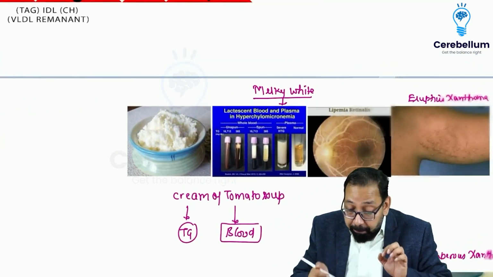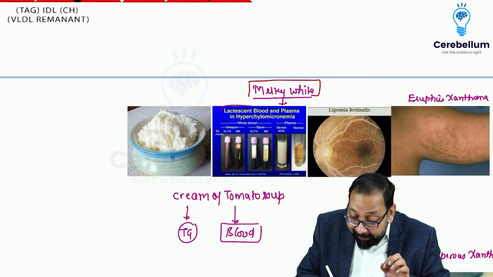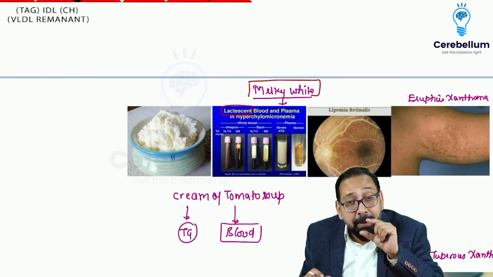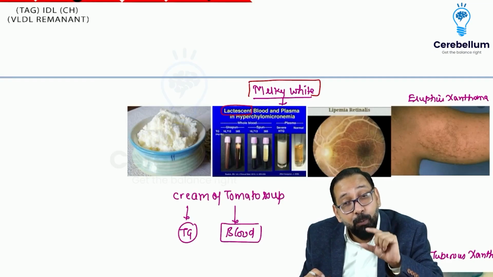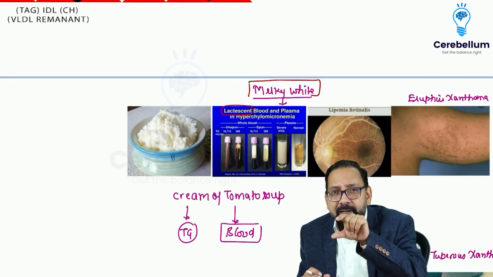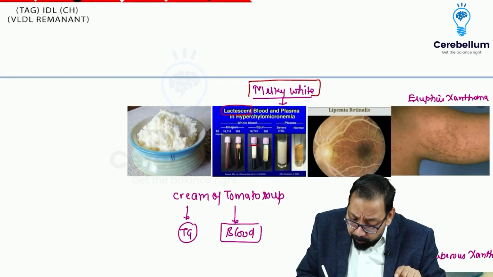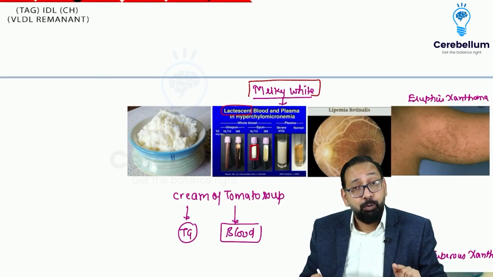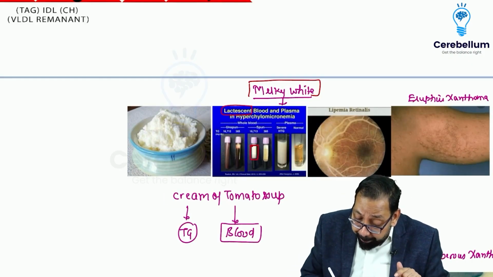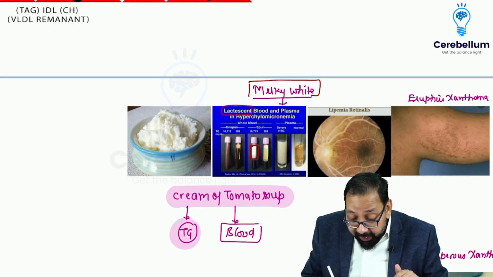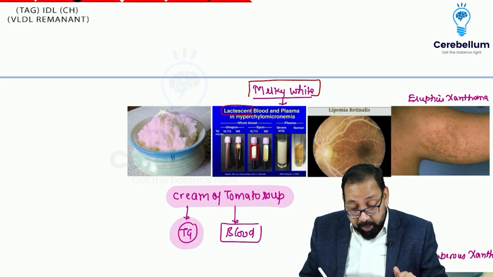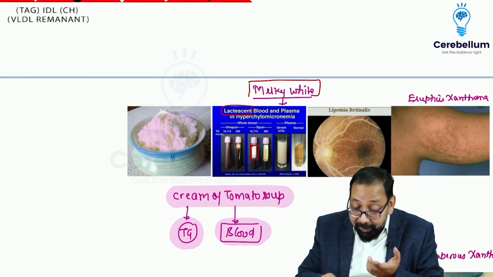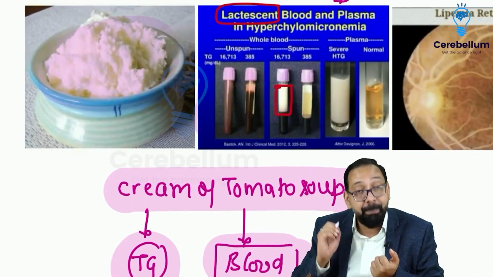Sometimes in a question, in place of milky white, they will give the word lactation, meaning milk. Sometimes they will say if you keep the sample at 4 degrees centigrade overnight, there would be a supernatant layer of white color. That is a supernatant layer of white color in type 1 hyperlipoproteinemia. You will also find the cream of tomato soup appearance in a few questions. Triglyceride is just like white cream, and tomato soup is just like blood. So in blood, if triglyceride is increased, it appears as cream of tomato soup.